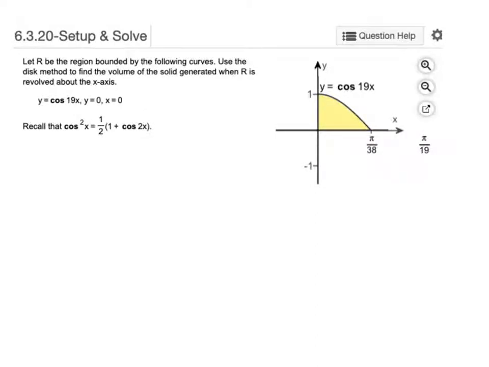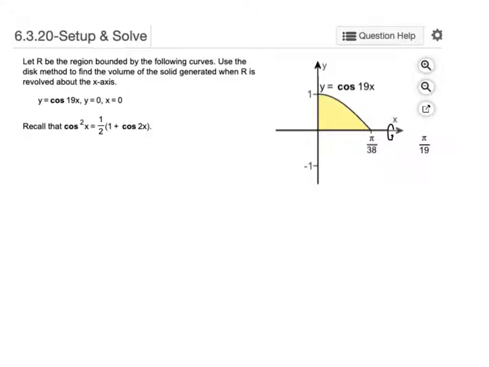Here's a solution to another problem from section 6.3. This time we're forming a solid by revolving a region around the x-axis. I see that now. The x-axis is there. So this region is going to spin around the x-axis and sweep out a solid.